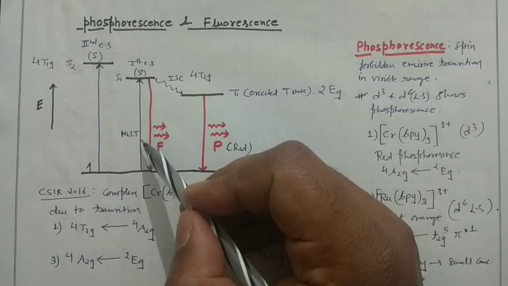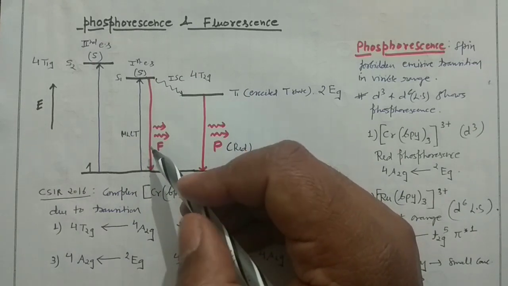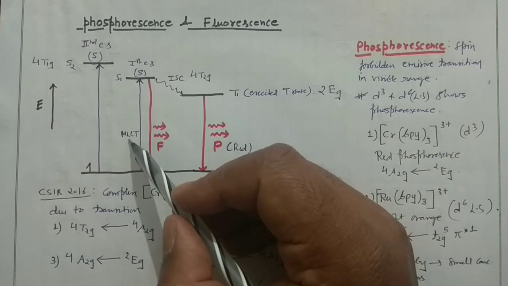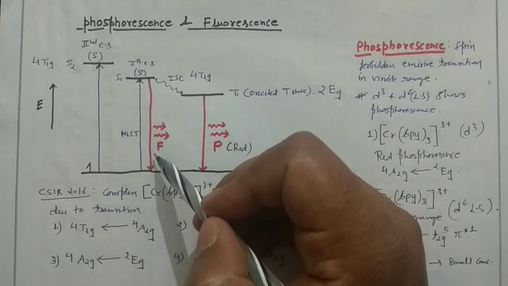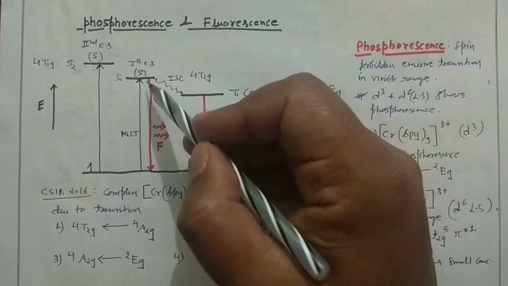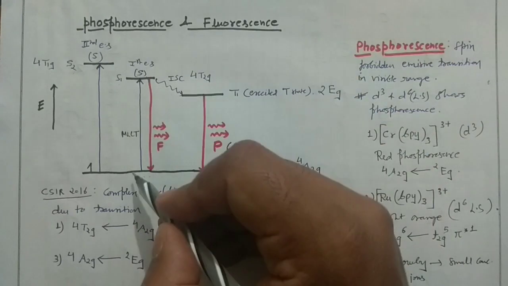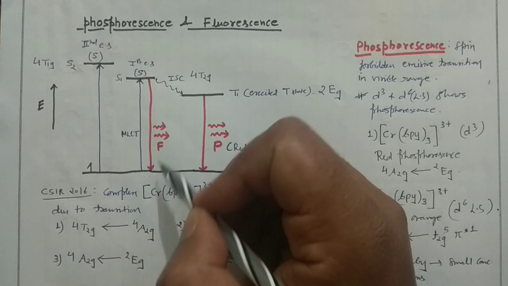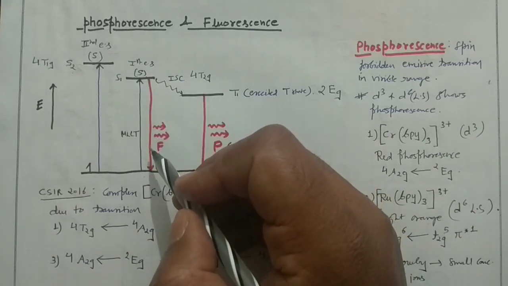So this may be a very important question for your upcoming NET examination. See which type of complexes give fluorescence. You will say the complexes which show metal to ligand charge transfer show fluorescence. But the important thing is that in fluorescence, the excited state is also singlet and the ground state is also singlet, okay. CSIR NET hasn't asked this question earlier, so there may be a chance they may ask something about this, okay.